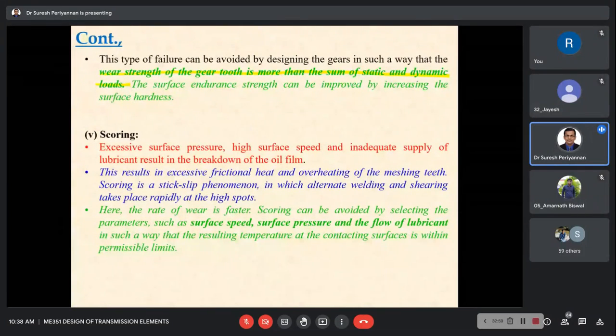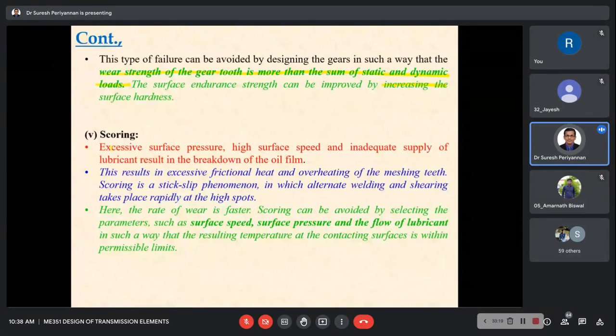Now the surface endurance limit can be improved by increasing the surface hardness. On the surface of the tooth we can go for some hardening process. That way also we can avoid destructive pitting on the surface of the tooth.